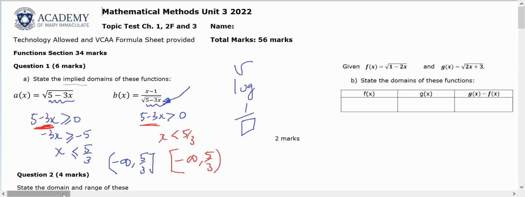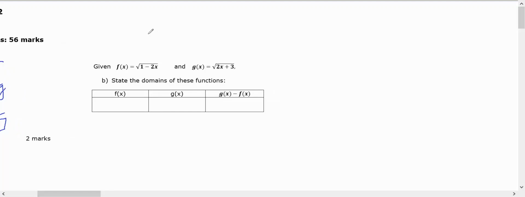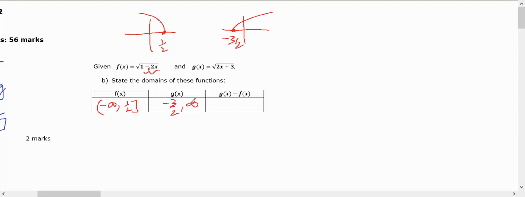of the 5/3. In part B, I've got this square root that has been moved a half to the right, and because of the negative on the x shoots that way, and this one has been moved 3 on 2 to the left, then shoots that way. Therefore, the domain of f is minus infinity to 1/2, inclusive of a half. The domain of g is minus 3 on 2 to infinity, inclusive of minus 3 on 2.